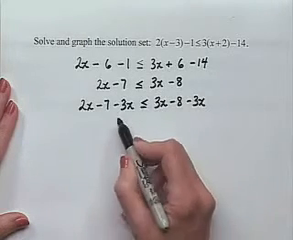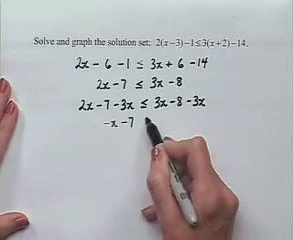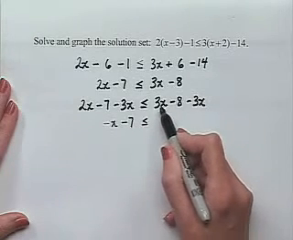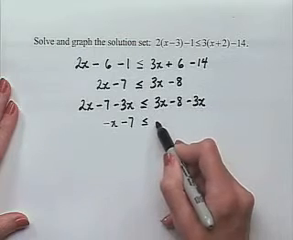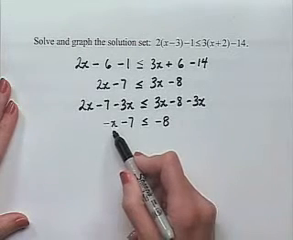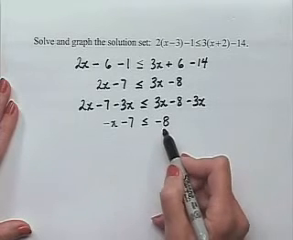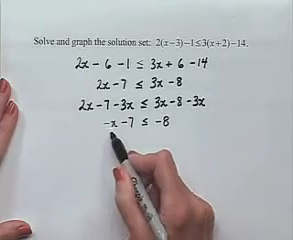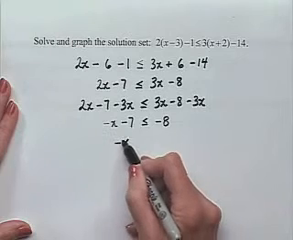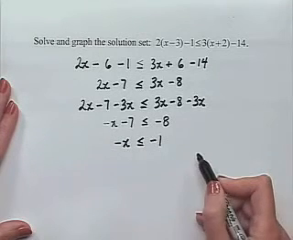On the left-hand side, 2x minus 3x will be negative x. On the right-hand side, 3x minus 8 minus 3x will be negative 8. Next, to isolate the x term, we're going to add 7 to both sides of the inequality. We'll do this part mentally. If we add 7 to the left-hand side, we end up with negative x. If we add 7 to the right-hand side, we end up with negative 1.